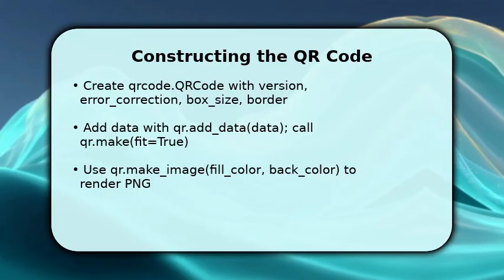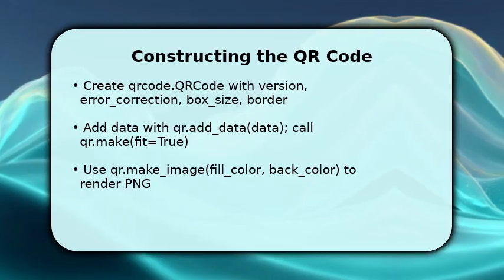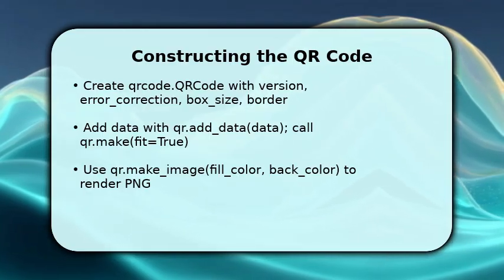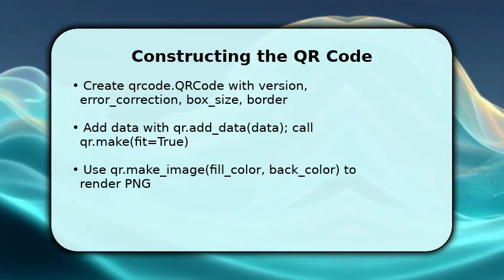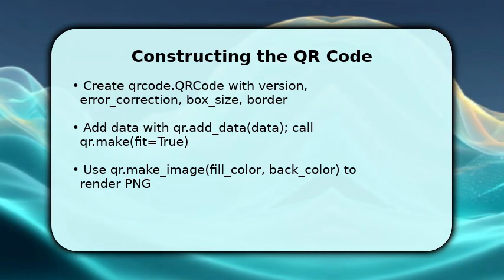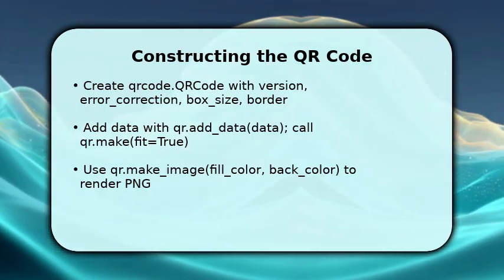Once packed, generate an image using qr.make_image, fill_color="black", back_color="white", and save with img.save("qrcode.png"). This produces a standard scannable PNG. You will finalize by tuning aesthetics and robustness.